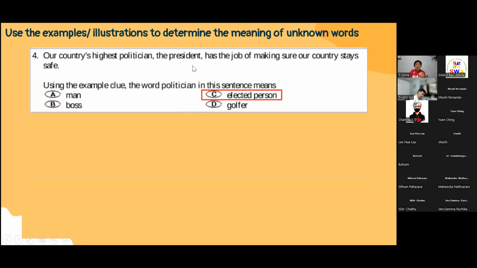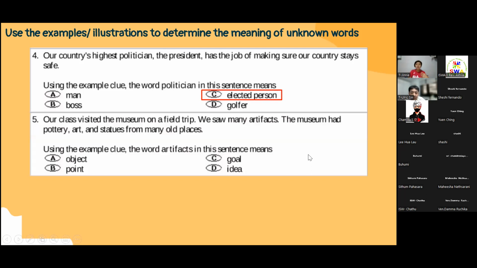For you in Sri Lanka, I'm not sure how it is. For Singapore, maybe we will choose elected person, because our president, which is the example given here, is elected into this position. Rather than a boss, in a more casual statement you can use boss, but this sentence refers to something not so casual. It's more political, so we use the word elected person. But I'm so glad nobody said golfer or even a man. Very good. Let's take a look at the next question.